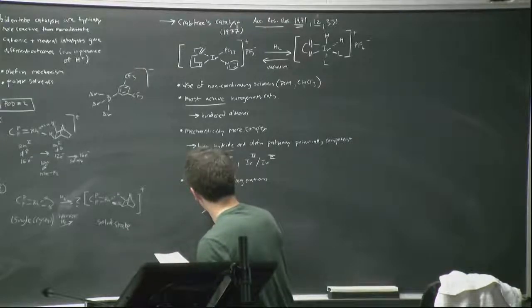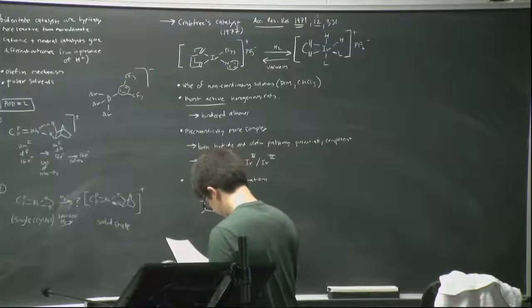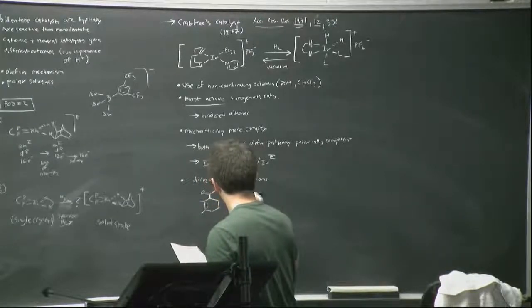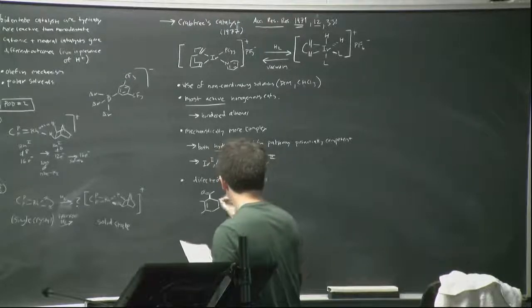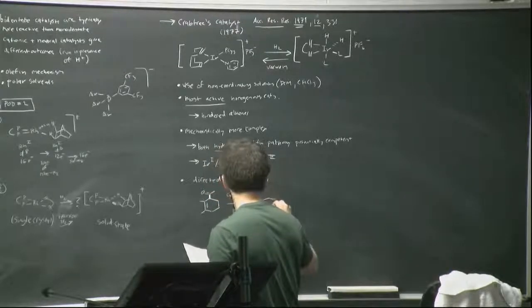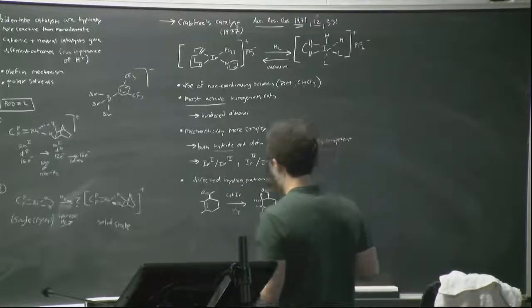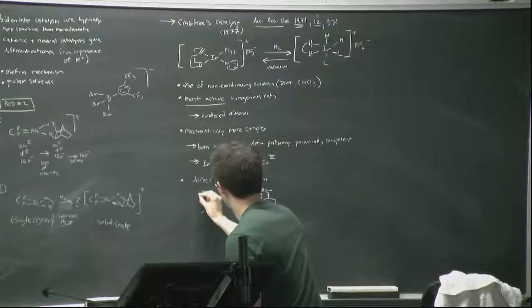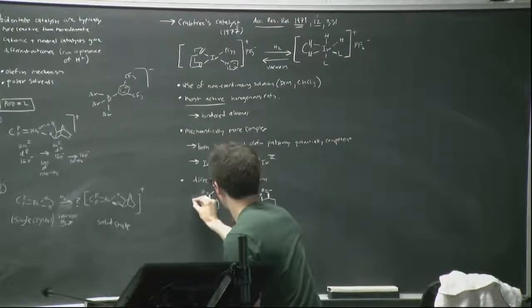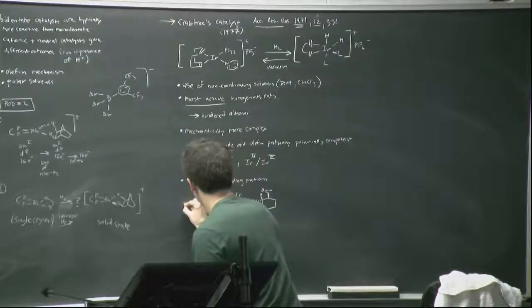Where this tetrasubstituted alkene can be hydrogenated to give a single diastereomer. The point is that a lone pair of the carbonyl can serve as a docking site for the iridium hydride intermediate.